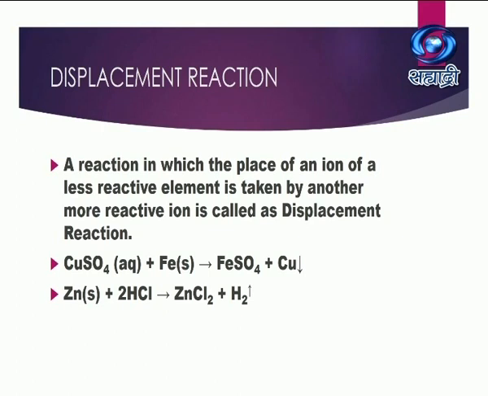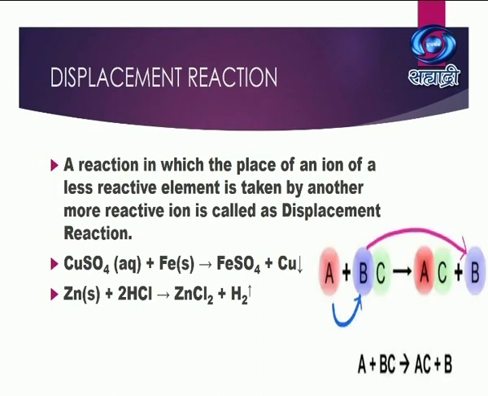FeSO4, is formed. In the next example, you can see zinc plus HCl, that is hydrochloric acid, react together to give zinc chloride, that is ZnCl2 plus H2. Here, hydrogen is getting displaced and its place is taken by zinc. Thus, zinc chloride, ZnCl2, is formed and hydrogen gas is released. This is the general form of the displacement reaction.